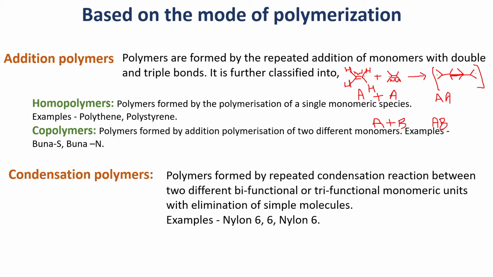So the other method is the condensation polymerization method. These polymers are basically formed by repeated condensation reactions between two different bifunctional or trifunctional monomeric units with elimination of a simple molecule. Basically, what is the difference between addition and condensation polymers? In case of addition, the monomers simply attach, and there will be no loss of simple molecules. In the case of condensation polymers, there will be elimination of some simple molecules.